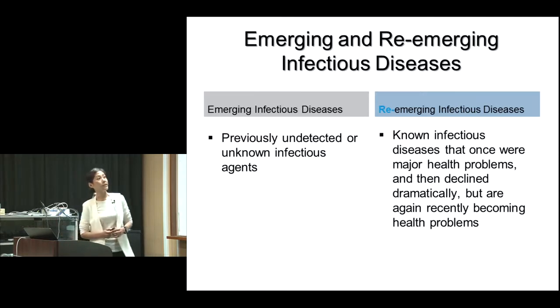So let's touch a little bit upon the concept of emerging and re-emerging infectious diseases, but I believe Dr. Sugimoto will be discussing in more detail maybe in the next lecture. Emerging infectious diseases are diseases that have not occurred in humans before, or have previously occurred but affected only a small number of people in isolated places. On the other hand, re-emerging infectious diseases are those diseases that were once major public health problems globally or in a particular country, but then declined dramatically, and then again became a major health problem for a significant proportion of the population.